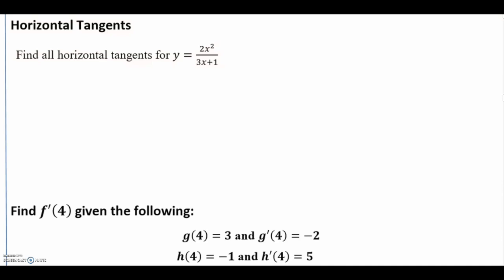And what we'll finish up with are some special problem types. The first one involves horizontal tangents, making sure that we are at all times recognizing the connection between derivative and tangent lines. And so this problem wants us to find all horizontal tangents for this equation, y equals 2x squared over 3x plus 1. But all we really need to think about is what a horizontal tangent is going to mean to us. If I have any sort of curve, a horizontal tangent would be any spot where our slope equals 0, or where our derivative equals 0. So that's all this problem wants us to do, is find all spots where the derivative function is equal to 0.